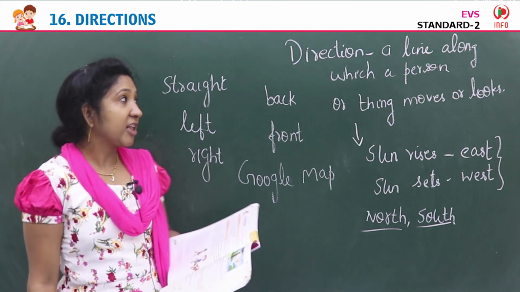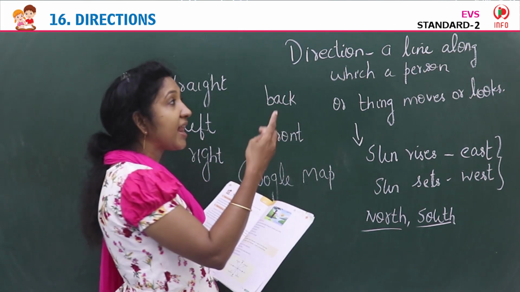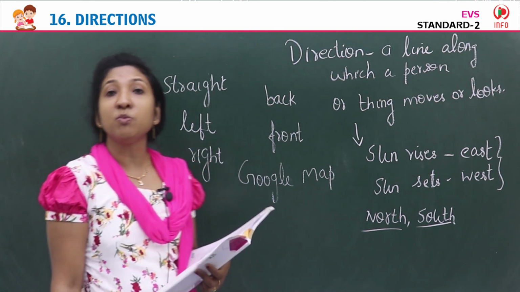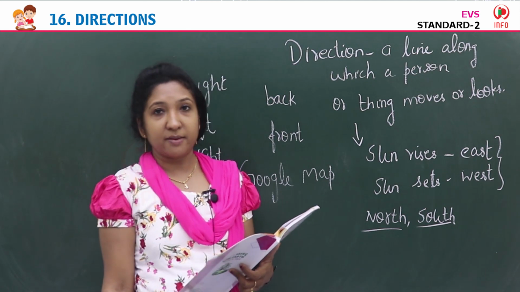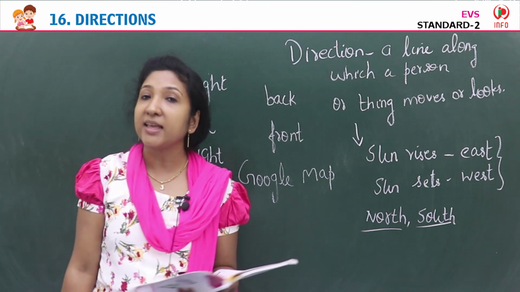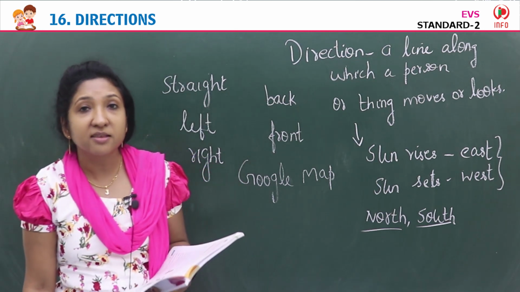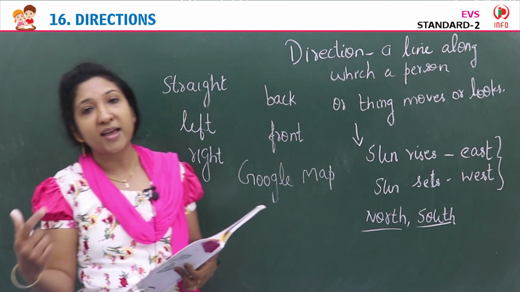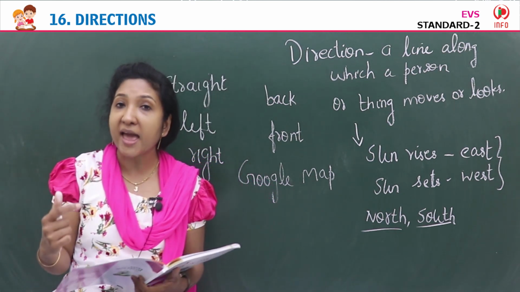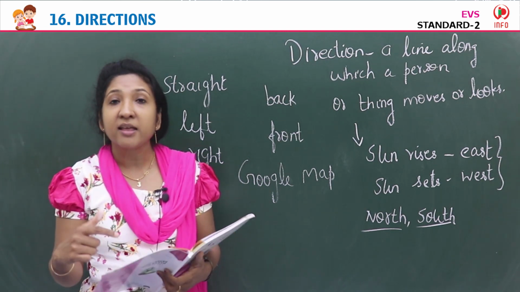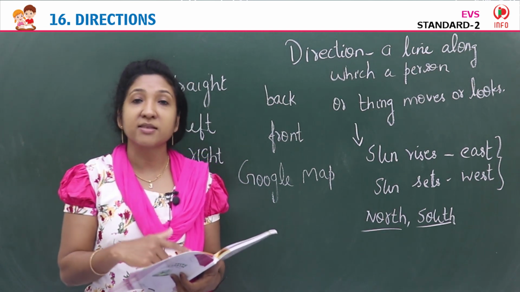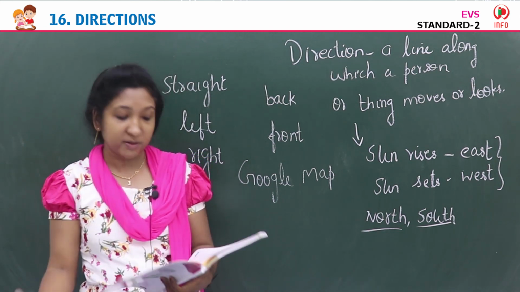So direction is what? A line along which a person or thing moves or looks. We all know that the sun rises in the east and sets in the west. So the sun helps us in finding the directions. If we know these two directions, east and west, then it is easy for us to know the other two, north and south.